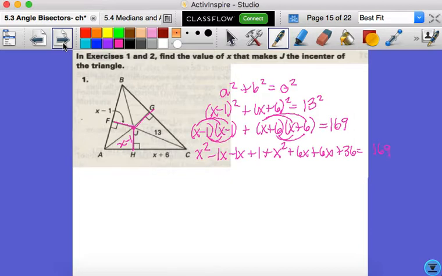Now at this point we've got kind of an ugly quadratic that we're going to need to try to clean up and see if we can solve. If we combine our like terms here, we have 2x squareds minus 2x here plus 12x here. So that's the same thing as 10x's. And then we've got 1 and 36, which combine to be 37, equals 169. At this point, since this is a quadratic, I'm going to need to do some sort of factoring. And anytime I factor, I want to set this equation equal to 0. So to do that, I'm going to subtract that 169 from both sides.